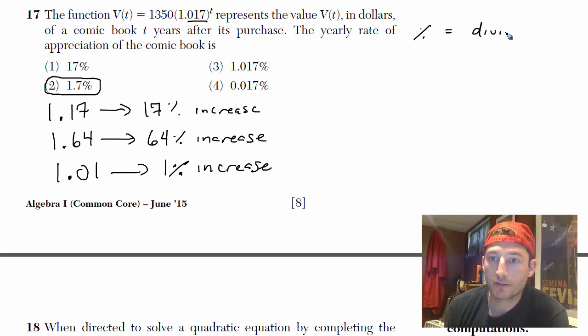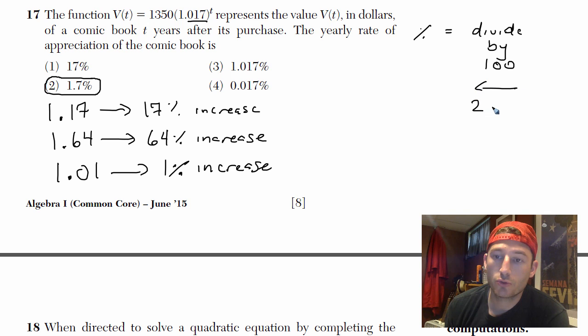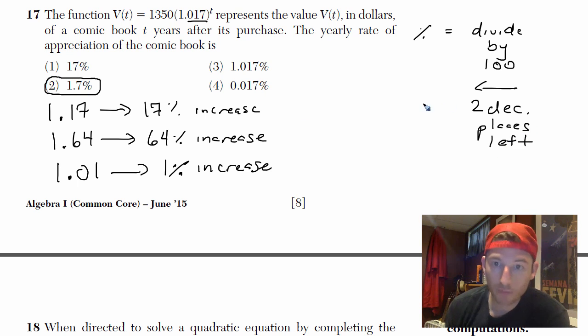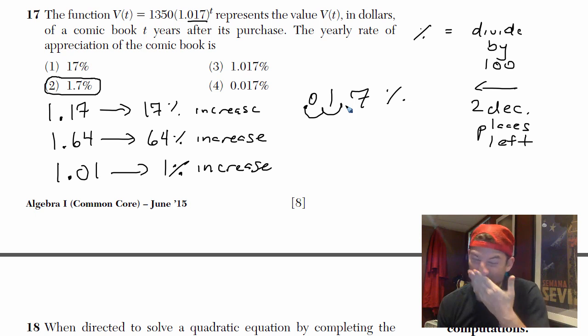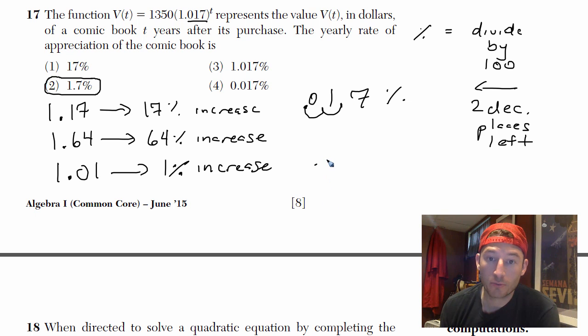divide by 100. And the other way of thinking about that is move the decimal place 2 decimal places left. So how does that help us? 1.7%. All we're going to do is go 1, 2. Put your decimal place. Here's a 0. So your answer, 0.017. That's exactly what's going on here, 0.017.